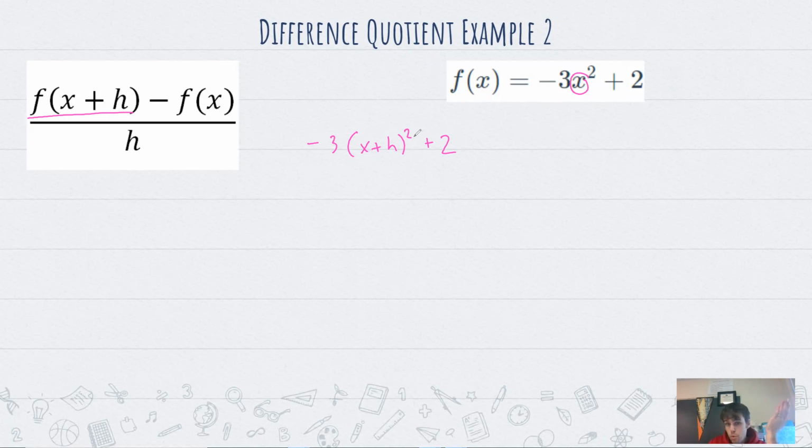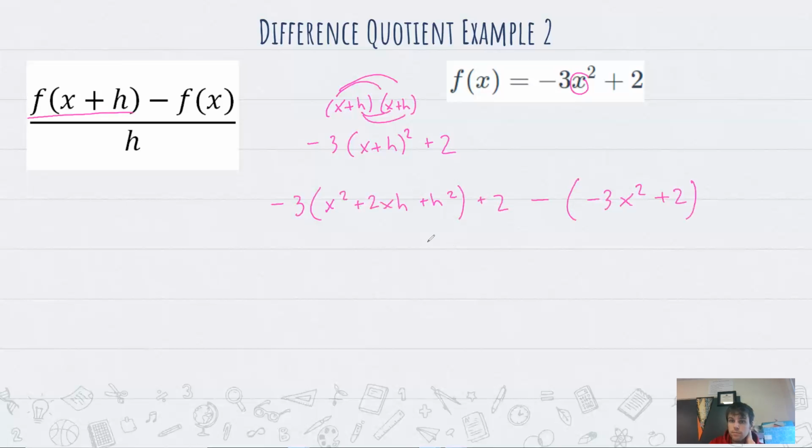Now, that is more complicated because I have to square that. I actually have to multiply out x plus h times itself. Luckily, it's pretty easy to do this, right? We're just distributing twice or foiling or whatever we need to do. We're going to end up with negative 3 times x squared plus 2xh plus h squared plus 2. All right, so that's our f of x plus h. And now we're subtracting away the whole original function f of x. So this is our original function f of x. And all of that is being divided by h.